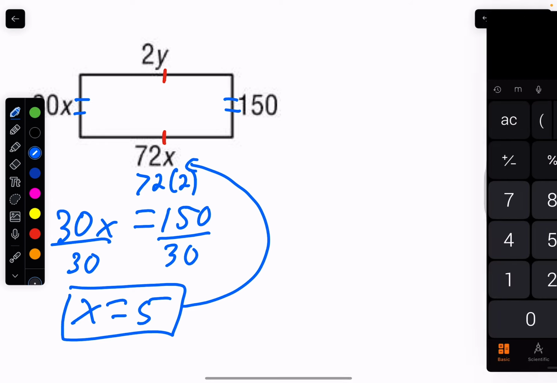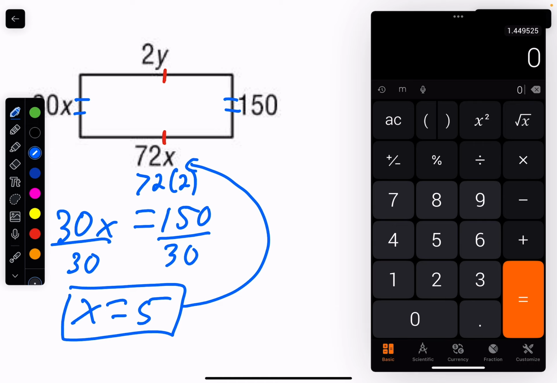So you load your calculator. And you say, you know what, 72, I made a mistake over here. This is supposed to be a 5. 72 times 5 equals 360. So this is 360.